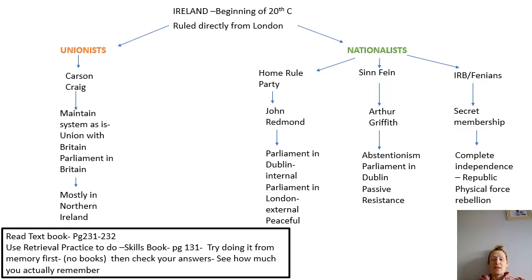Finally then, the other section of the nationalists, you had the IRB, the Irish Republican Brotherhood, which is basically the precursor to the IRA, and you had the Fenians. This was a secret society which had a secret membership. They didn't want anyone to find out who was actually in this organisation. What they wanted was complete independence from Britain. They wanted a republic, similar to the republic that we have today, obviously plus the North. And they were prepared to use physical force rebellion to achieve their aims.